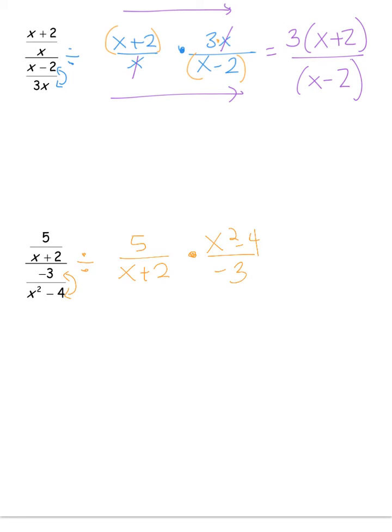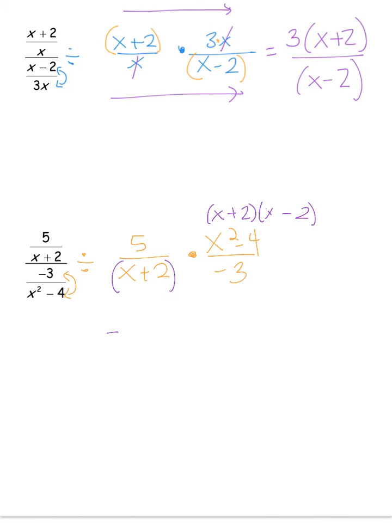Okay, now it's a multiply problem, so I look to see if anything factors. 5 does not factor. X plus 2 does not factor. X squared minus 4, now that I notice is a difference of squares, so that does factor. X plus 2, x minus 2. And a negative 3 does not factor.